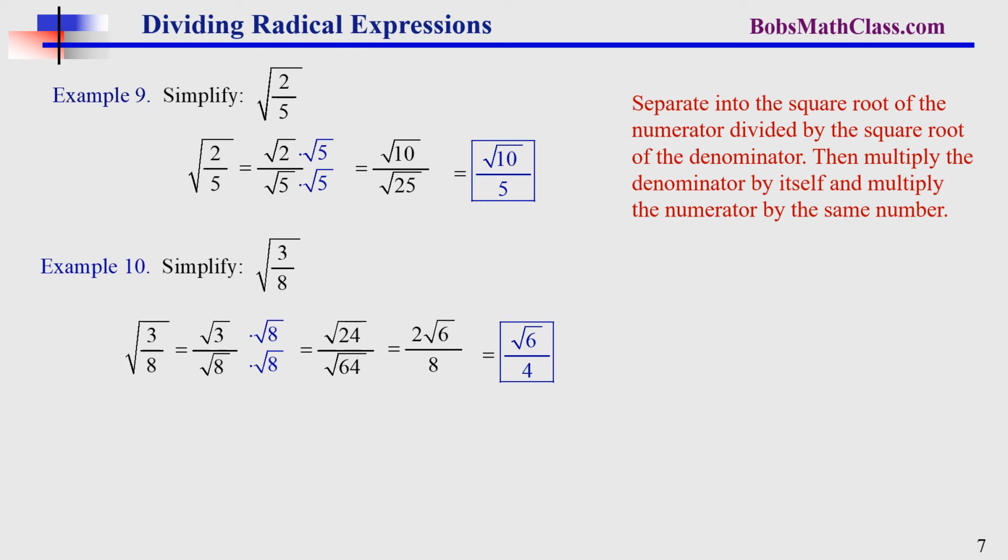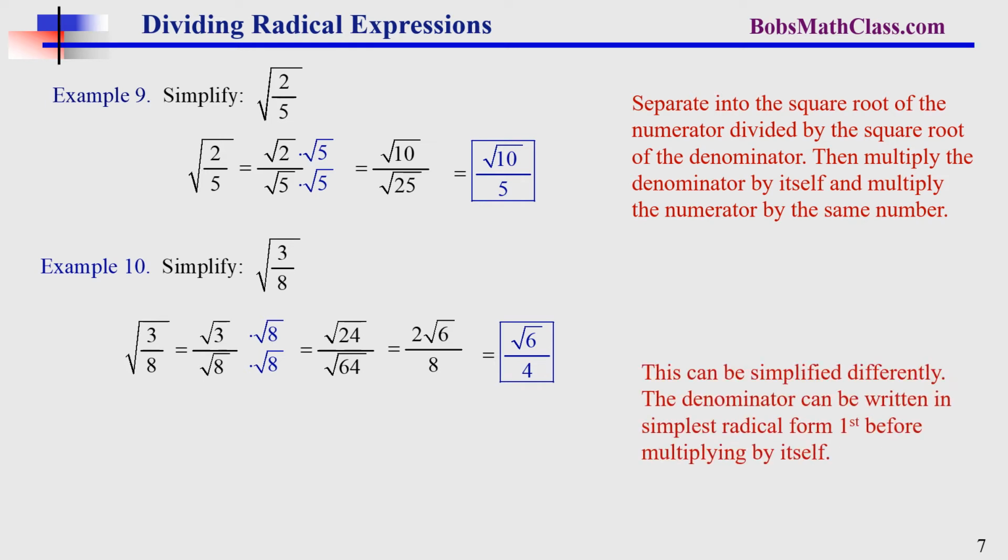Now, we actually could have done that differently. We could have separated it and then simplified the square root of 8. So let's do that. The square root of 8 is 2 square root 2. So now, instead of multiplying the top and bottom by the square root of 8, we're only going to multiply it by the square root of 2.